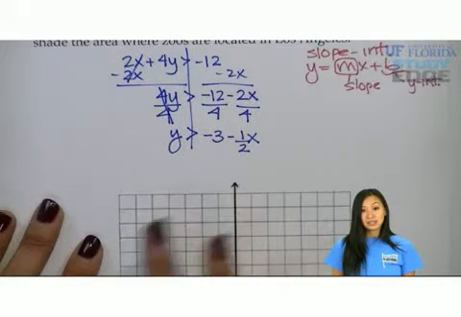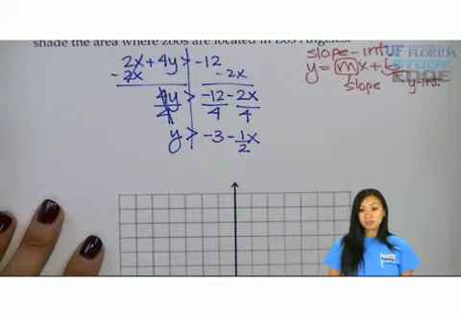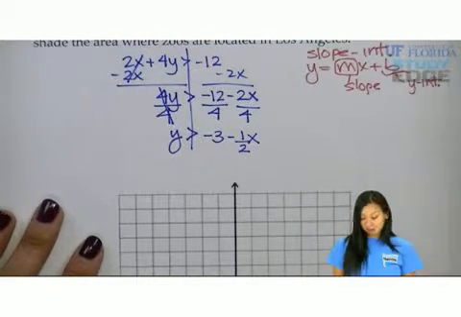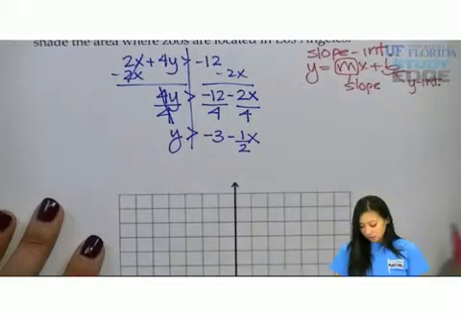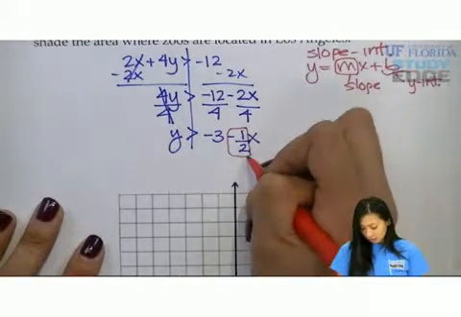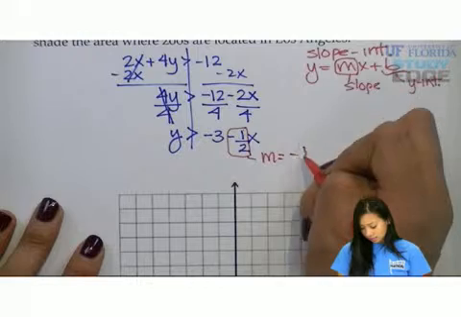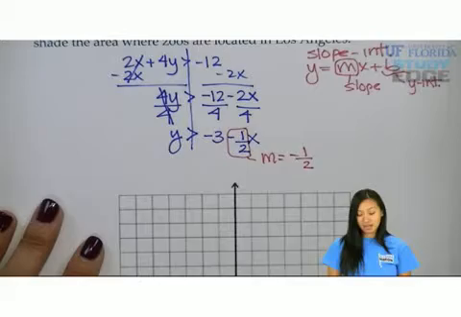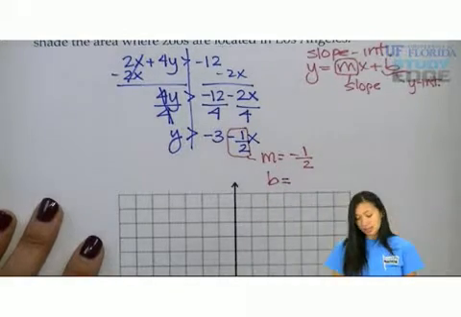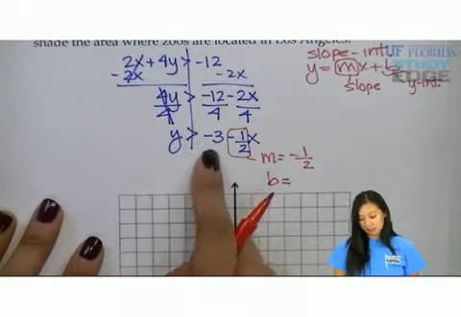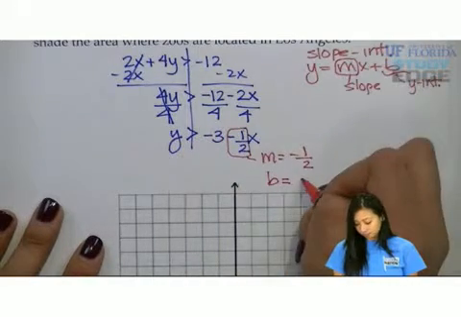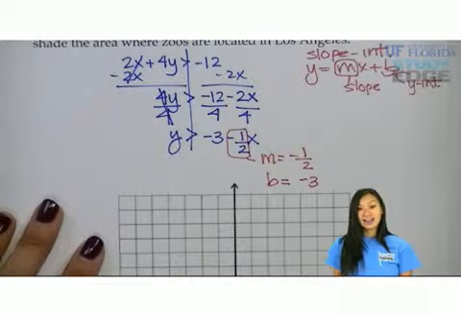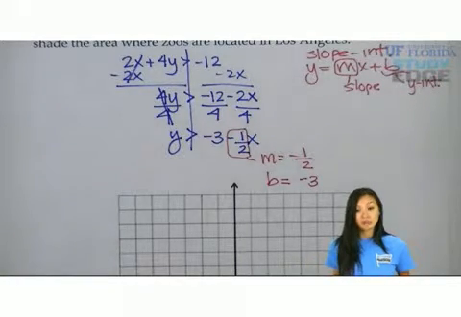So looking at this, what's the y-intercept and what's the slope? Let's start with the slope. The slope is the number next to the x, the coefficient of x. So the slope is negative 1 over 2. Don't forget that negative. It's part of that 1 over 2. The y-intercept is the number that's by itself, the constant. The number that's by itself is negative 3. Don't forget that negative, that minus belongs to the 3. Now that we know those two pieces of important information, we can graph.